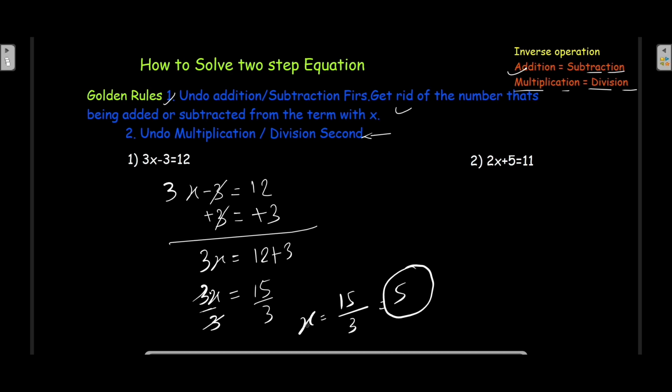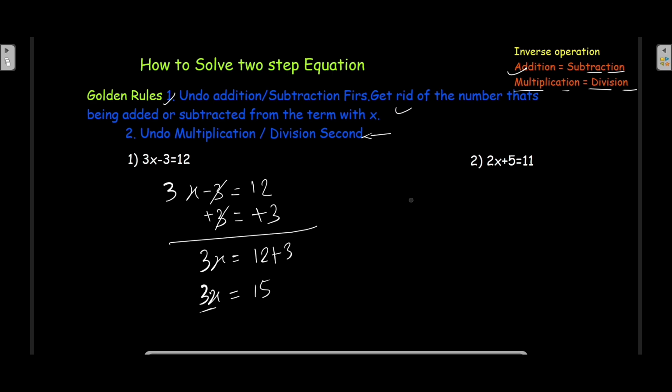To verify that our answer is correct, we have to put this 5 into the initial equation. Let's do it. 3 times x means 3 times 5 minus 3 is equal to 12. 3 times 5 is 15, minus 3, 15 minus 3 is 12. So 12 is equal to 12, and our answer is correct.